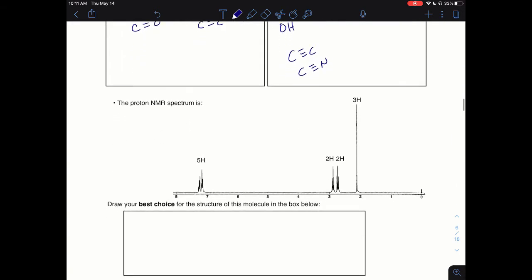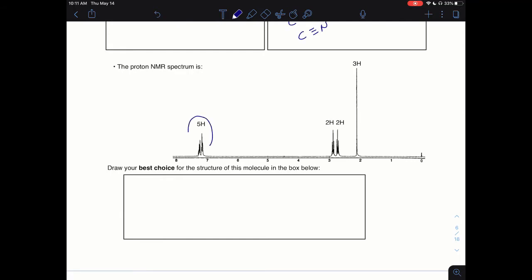Here's the proton NMR spectrum. Yes, immediately this jumps out at me. This signal for 5 protons at 7, that is an aromatic ring. It's a mono-substituted aromatic ring because one substituent leaves 5 positions for hydrogens.